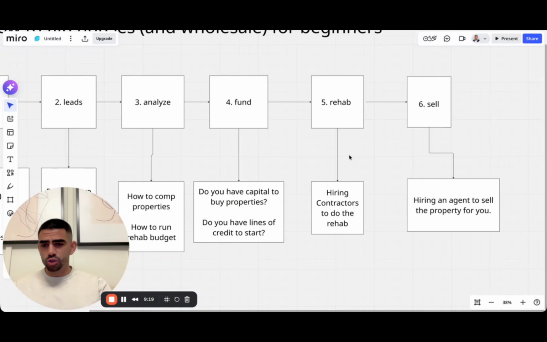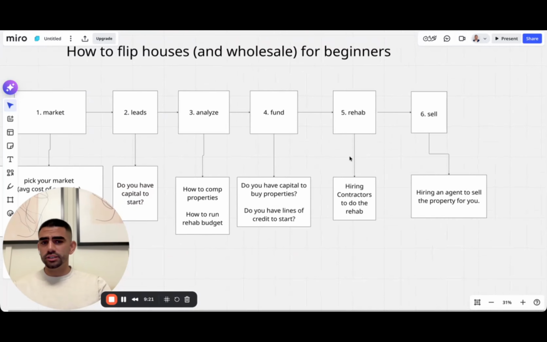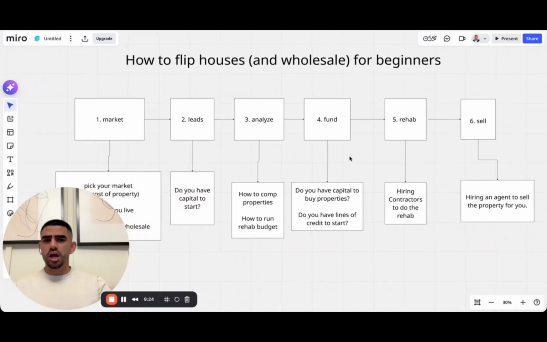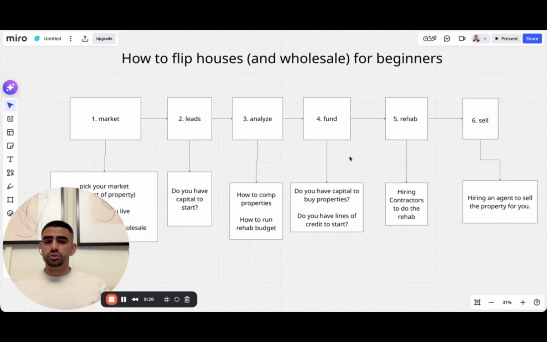So yeah, this was just a quick overview on how to flip houses for beginners. Not really wholesale, but the process is pretty similar to wholesale. But you've got to pick which market you want to work in, and how you're going to generate leads. Then analyzing the deals is very, very important. I mean, all the money is made in the buy. Everybody knows that. You don't make money with picking the best fixtures, the best finishes. You make money when you buy the property.